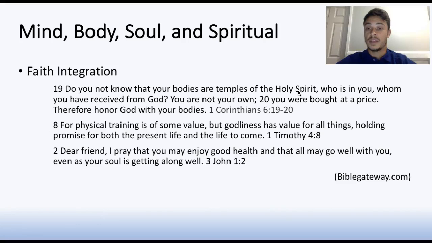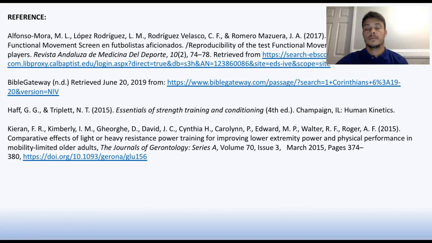That is to say that we need to take care of our bodies as best as we can, because we are representing the Holy Spirit, as well as taking care of mind, body, soul, and spiritual, our body as a whole. It is a beautiful passage here that I am sure is very important for a lot of people.